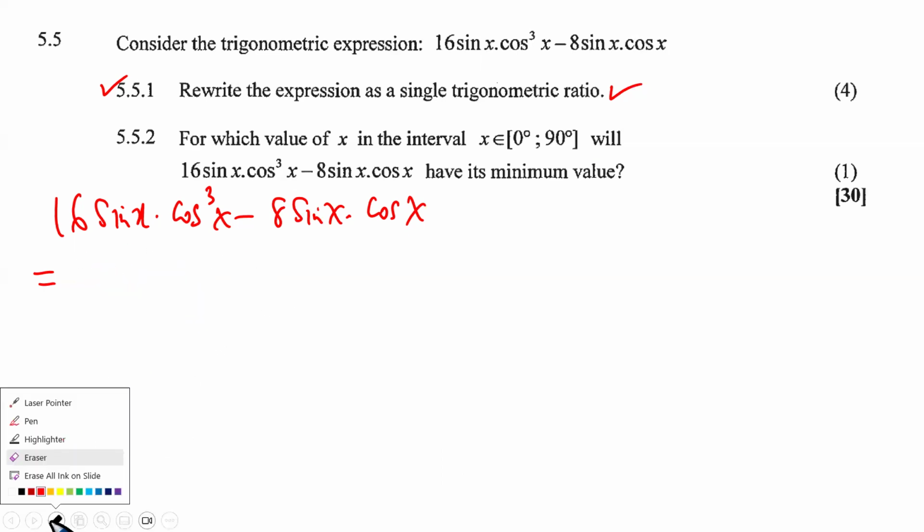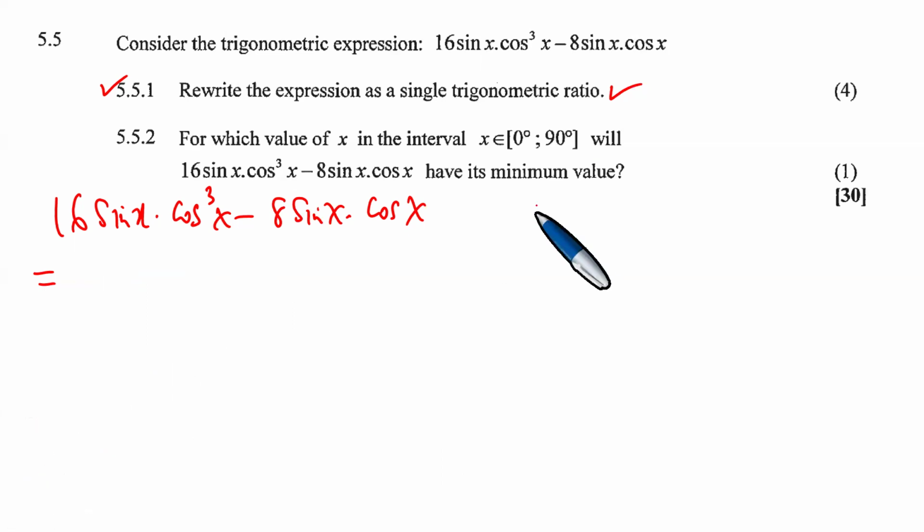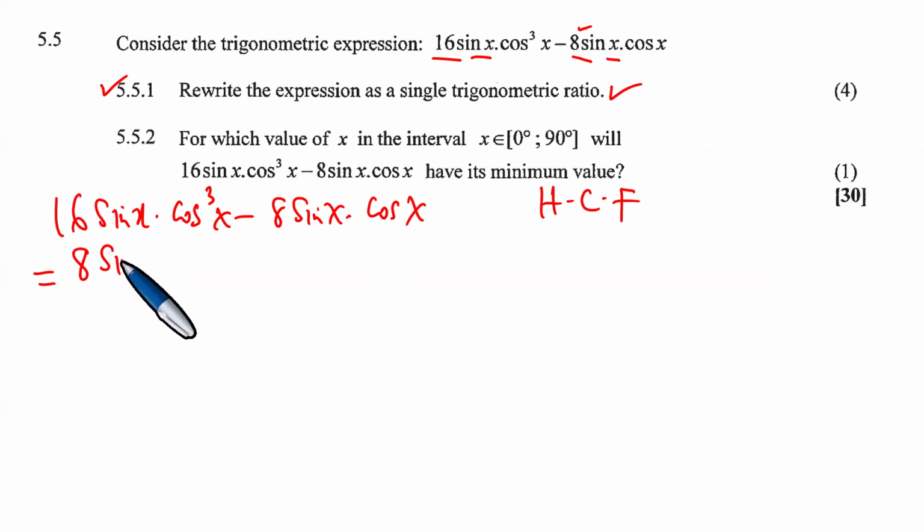First things first, we need to simplify this. It is an expression, so we go to our old friend, the HCF, the highest common factor. What is the highest common factor of 16 and 8? The biggest one is 8. So we can take out 8. Now we need another common factor: sine x. We can also take out cosine x, because there's cosine x and cosine cubed, like so.